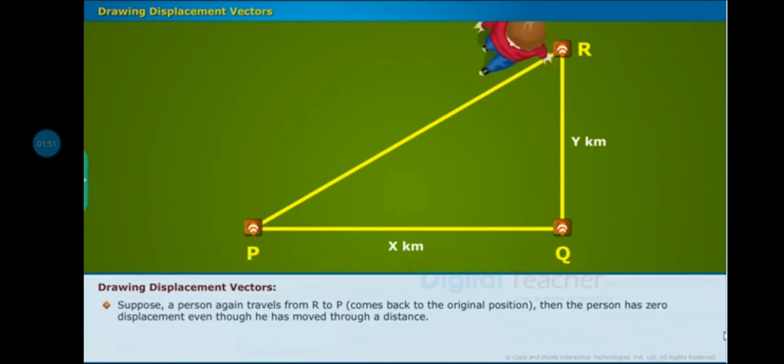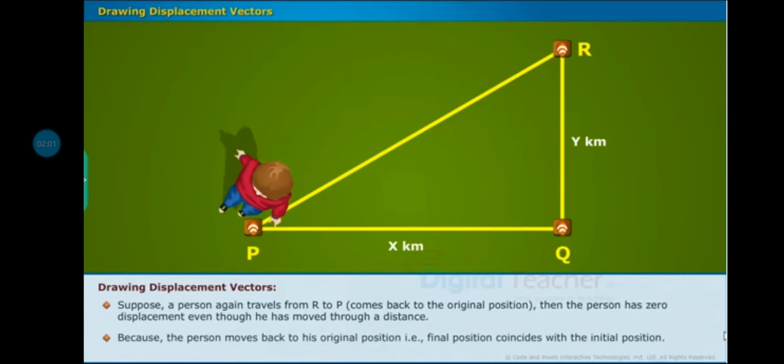Suppose a person again travels from R to P, comes back to the original position. Then the person has 0 displacement even though he has moved through a distance, because the person moves back to the original position, that is, the final position coincides with the initial position.